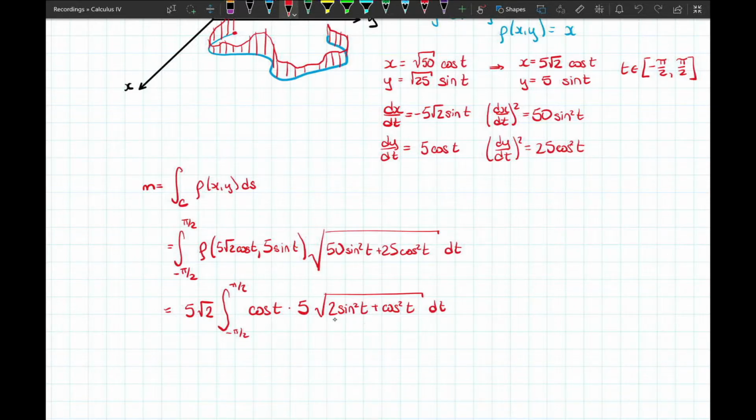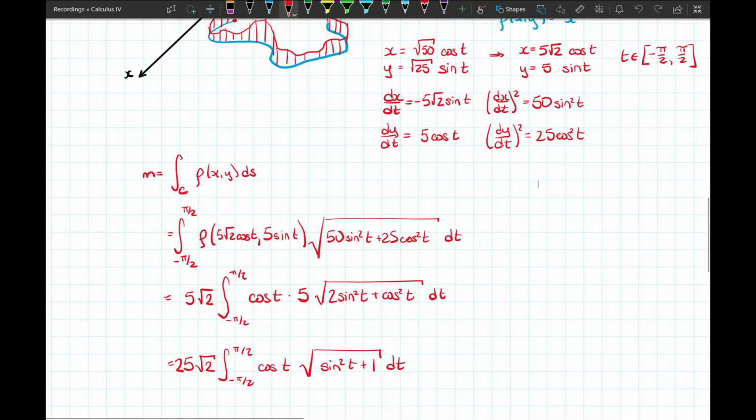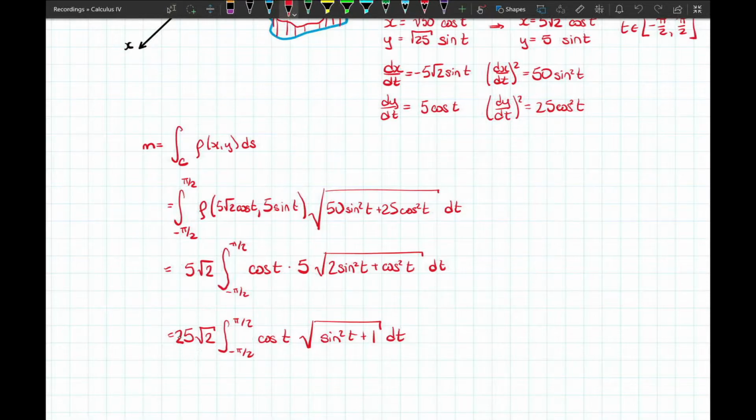Now, if we have 2 sine squared t plus cosine squared t, we could use a little identity here. Cosine squared t is simply equal to 1 minus sine squared t. So putting the pieces together, we have 25 root 2 as a nice constant. The definite integral of cosine t times the square root of sine squared t plus 1 from negative pi over 2 to positive pi over 2. Okay, well, at this point in time, we still have a bit of a challenging integral.